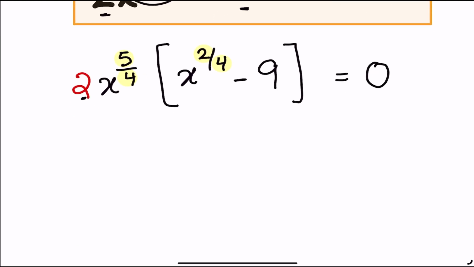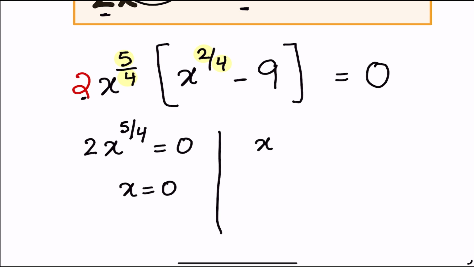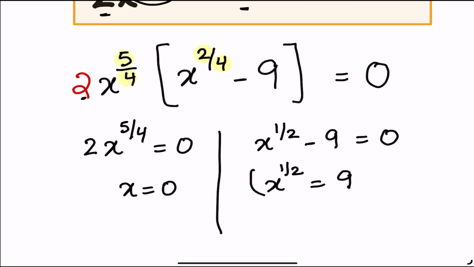Using the property of zeros, 2x to the power 5 over 4 is 0. I don't have to do much, I know this is going to end up with a 0. Now what about the next one? x to the power 2 over 4. What is 2 over 4? 1 over 2. Minus 9 is equal to 0. x to the power 1 over 2 is 9. Remember, this is a square root, or you simply raise it to the power 2. The opposite of 1 over 2 is 2 over 1. Raise this to the power, and what do I have? x is equal to 81. There you have it.